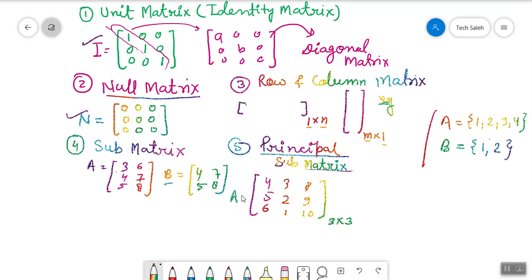So this is A, and you have removed one row and one column, so you get 2, 1, 9, 10. So this is the principal submatrix. It means that you'll be removing the same number of rows and columns. And the best thing about it is that the result is also going to be a square matrix. If you look at it, 3 into 3 becomes 2 into 2. So it is some kind of a square matrix.